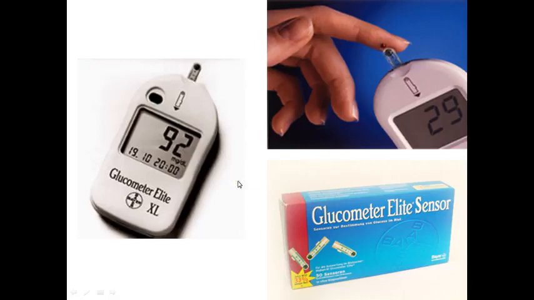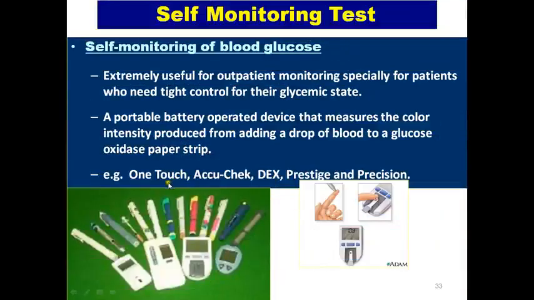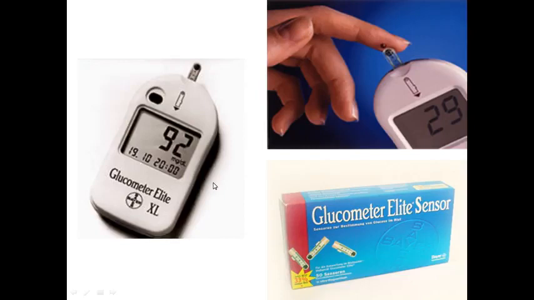So there are many such devices: One Touch, AquaCheck, Dex, Prestige, Precision. Many companies are there which are available for this, from which you can get these glucometers. They're very cheap, and we advise most of the patients to have this.